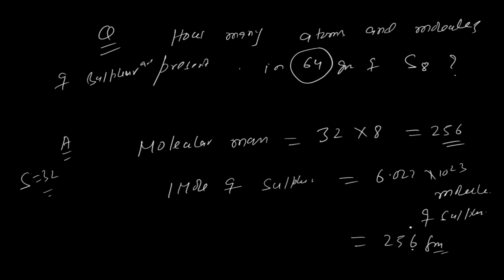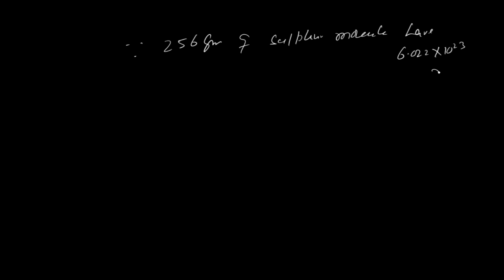Now as you know, with the unitary method, 256 gram have 6.022 into 10 power 23 molecules. Then you have to find out the number of molecules present in 64 gram of acid. Have a look here. Since 256 gram of sulfur molecule have 6.022 into 10 power 23 molecules.